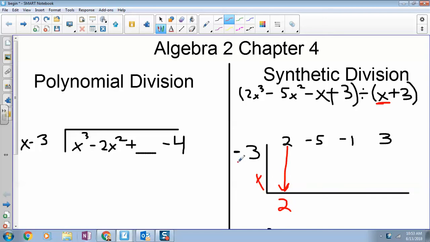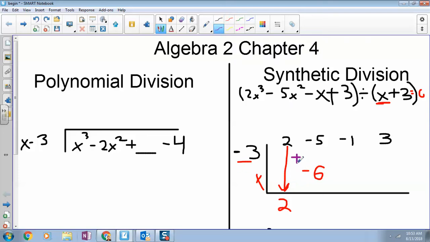Do you see how I have negative 3 here, but I have positive 3 here? That's because you set this equal to 0, and then you solve, you get negative 3. So once you drop it down, we're going to multiply. So negative 3 times 2 is negative 6. Alright, once we get negative 6, we multiply here, and then we add here.